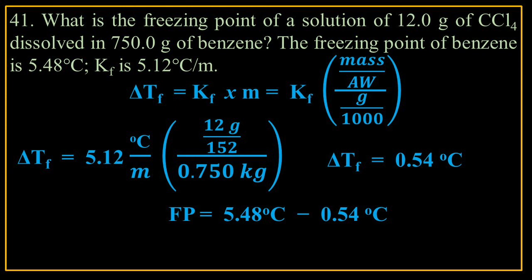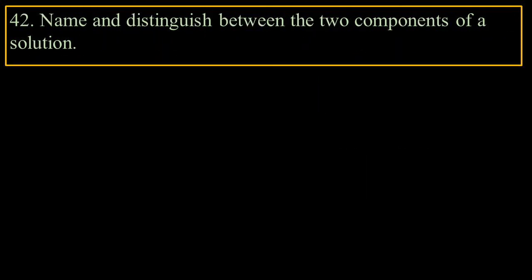So it'll be 4 point whatever. You have a calculator. So it'll be 4.94 degrees Celsius. So 5.48 minus 0.54 equals 4.94 degrees Celsius. Next, name and distinguish between the two components of a solution.